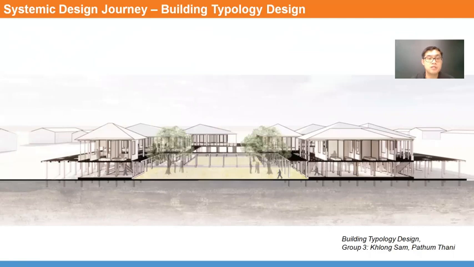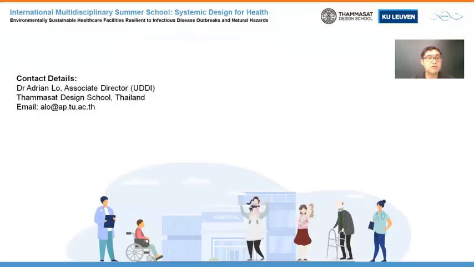In summary, the Summer School 2022 experiment served to introduce system-wise approaches into architectural and design education by exploring the ways how systemic design can be mainstreamed into World Health Organization's technique network. With that, that concludes this introduction to systemic design.